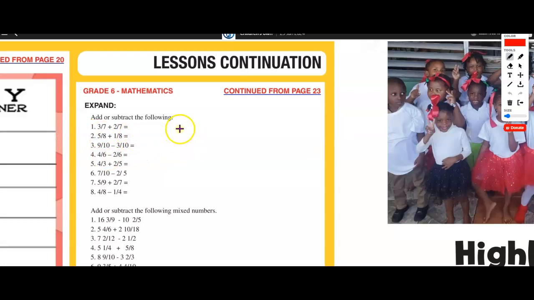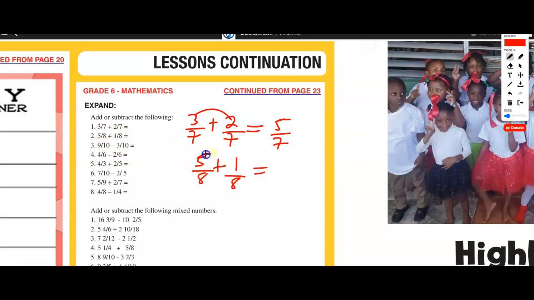Let's do a couple of them here. So 3 sevenths plus 2 sevenths. So 3 plus the 2, this would be 5 sevenths. Okay, we have 5 eighths plus 1 eighth, and 5 and 1, that would be 6 eighths. We can reduce 2 into 6, 3, 2 into 8, 4. So that can go all the way down to 3/4.